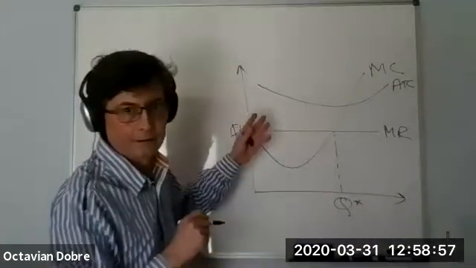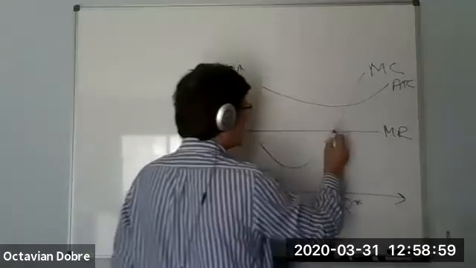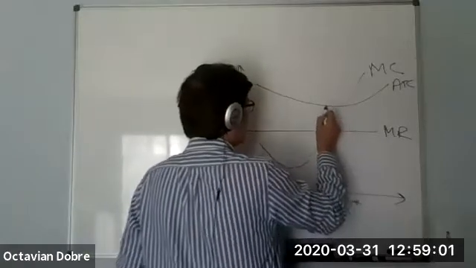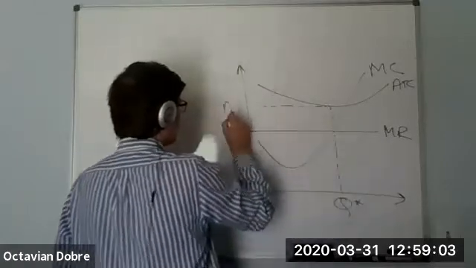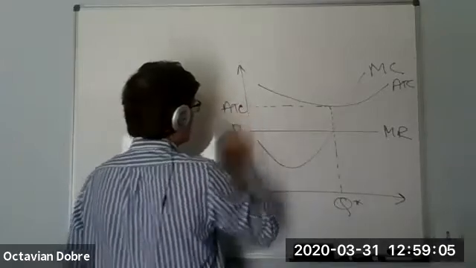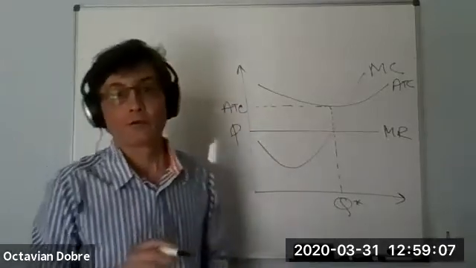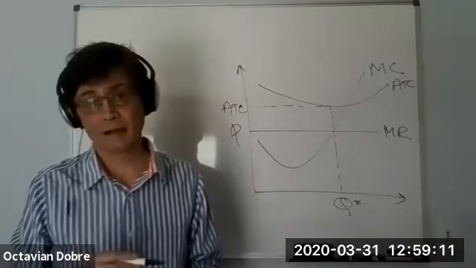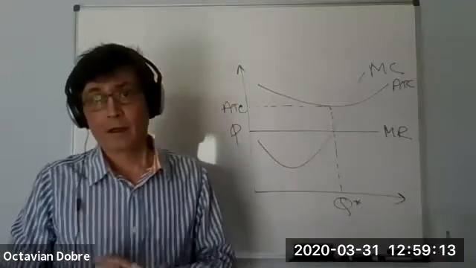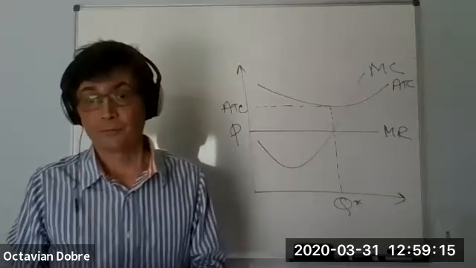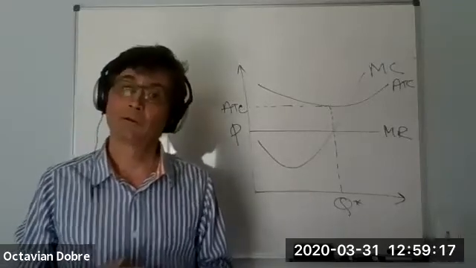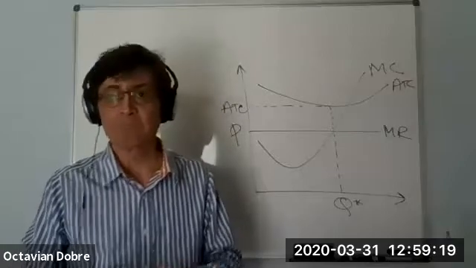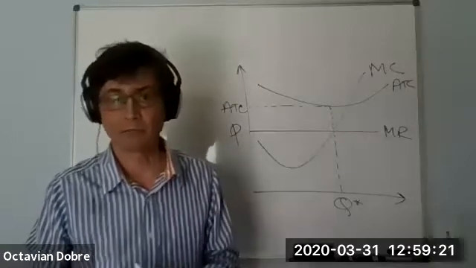Okay, the average total cost is higher than the price. So we're losing money. We're making negative economic profits. What should they do? And to explain that to you, I'm going to give you an example, a numerical example.